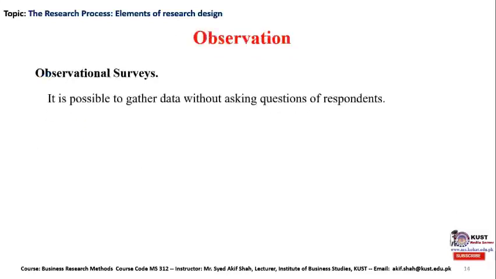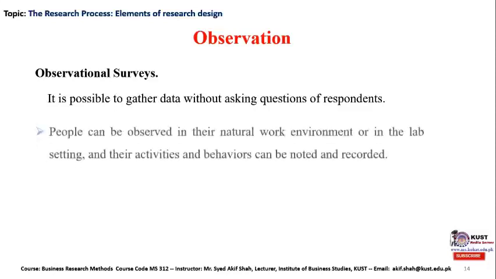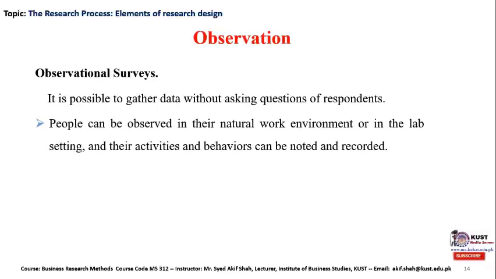The third method is the observation method to get the primary data. An observation survey makes it possible to gather data without asking questions from the respondent and without taking any interviews. Like, people can be observed in the natural environment. There might be certain research studies which could be conducted in the natural work environment or in a lab setting, and their activities and behaviors can be noted and recorded.